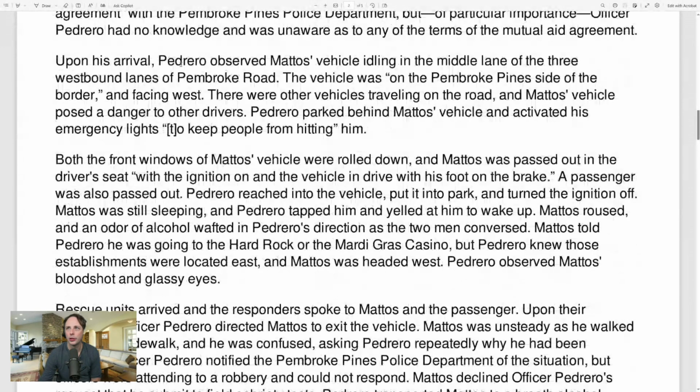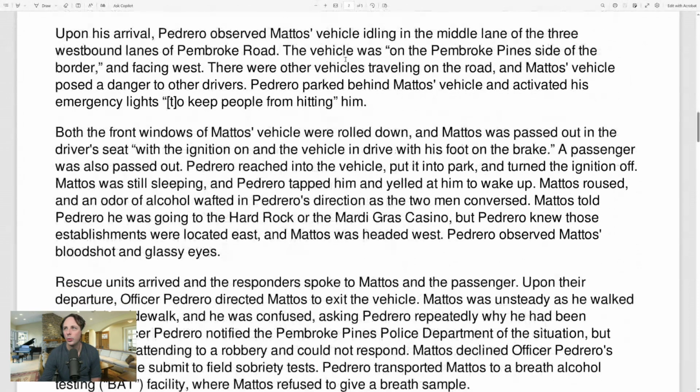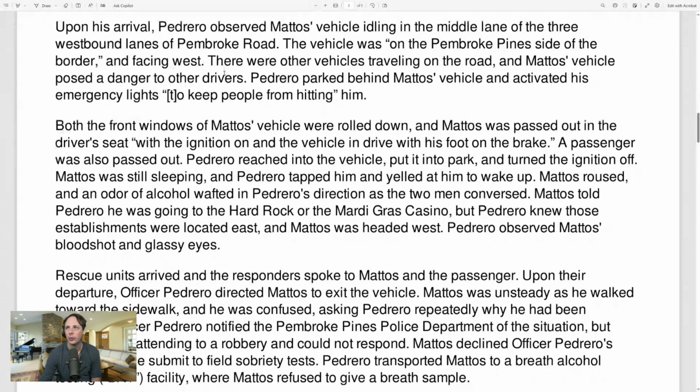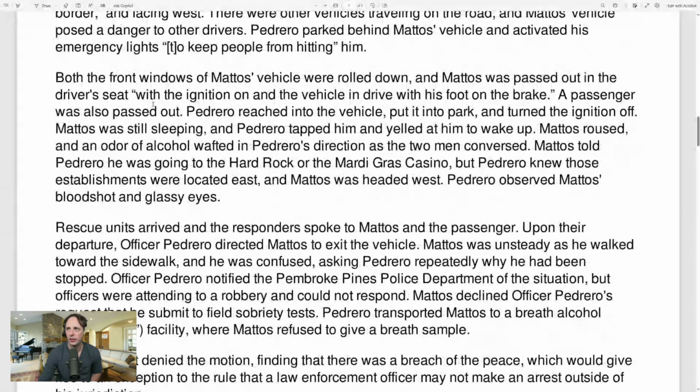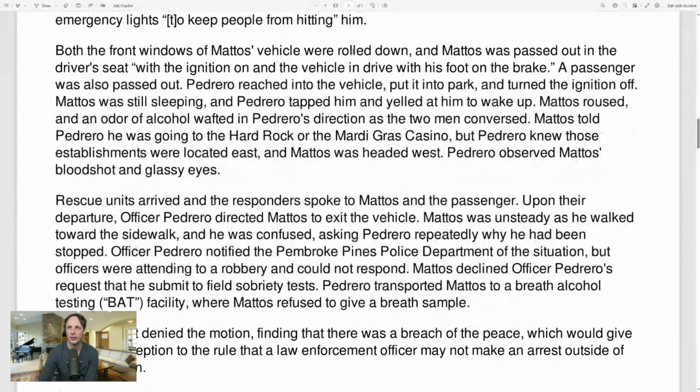Upon his arrival, Pedrero observed Matos' vehicle idling in the middle lane of the 3 westbound lanes of Pembroke Road. The vehicle was on the Pembroke Pines side of the border and facing west. There were other vehicles traveling on the road, and Matos' vehicle posed a danger to other drivers. Pedrero parked behind Matos' vehicle and activated his emergency lights to keep people from hitting him. Both the front windows of Matos' vehicle were rolled down, and Matos was passed out in the driver's seat with the ignition on and the vehicle in drive with his foot on the brake.